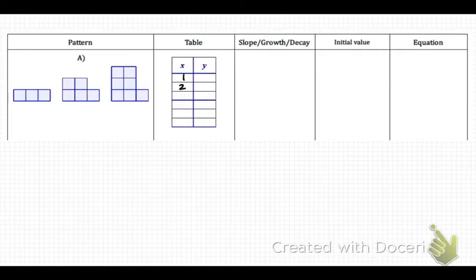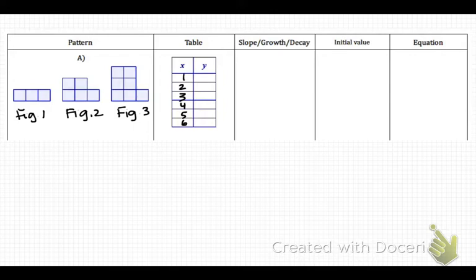1, 2, 3, 4, 5, 6. And that is because I have figure 1, figure 2, figure 3, and so on. Do I always have to write the figure numbers here? No, it's just so that you remember where it comes from. Okay. Now, what goes in the y column of that table?